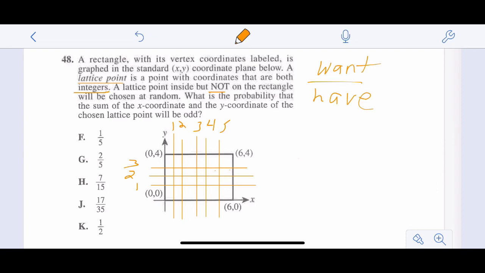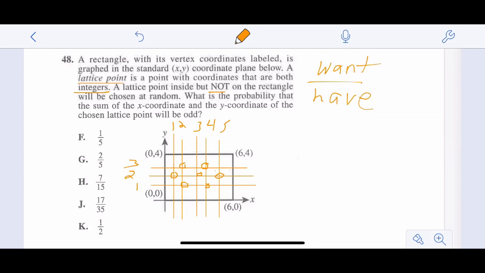So 3 plus 1. Nope, that's 4. 3 plus 2 is 5. Yes, there's 1. 3 plus 3 is 6. Let's erase these and just do the ones that are odd. 3 plus 2 is 5. 3 plus 4 is 7. 2 plus 1. 2 plus 3. 2 plus 5. And then we have 1 plus 2 and 1 plus 4.